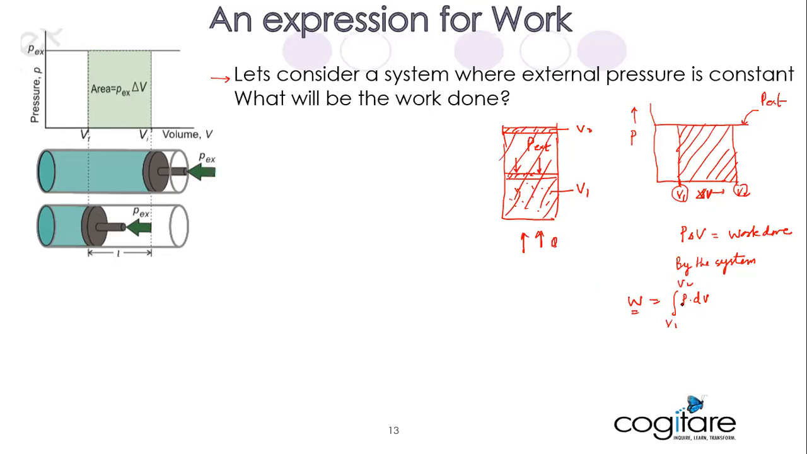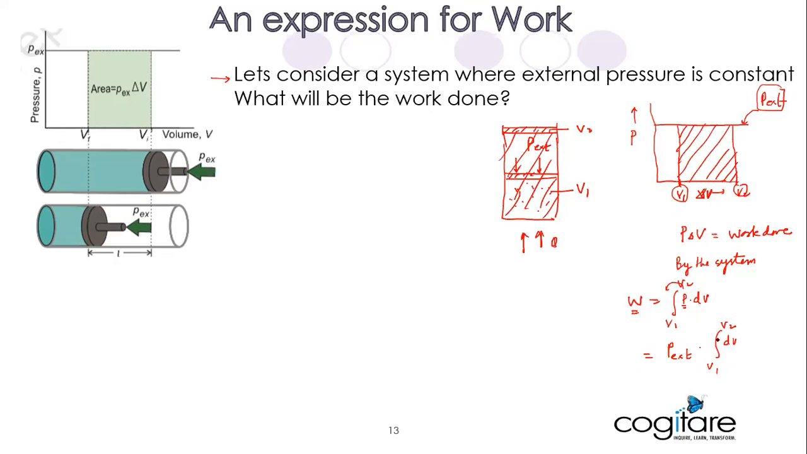Here, if P is going to be constant, P is not going to change, I might as well take the P outside. What is the value of P? The value of P is P external. It is constant, P external into integral of dV from the limits V1 to V2. That means it went from V1, it went to V2.